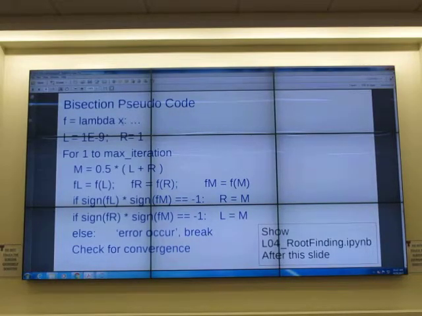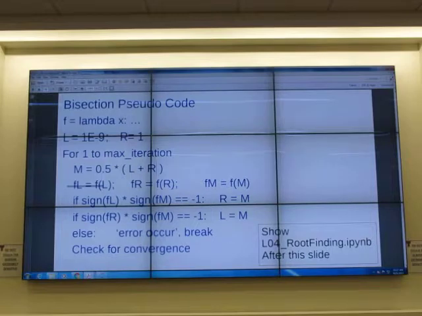So what I do is I give you the pseudocode. The first step of the calculation, I define the function. The function is lambda of something. After I define the function, I define the left boundary and the right boundary. L is a small value, 1e-9, and R equals 1. I think the answer should be between 0 and 1, so I put that. Then for 1 to max iteration, I calculate the middle point between R and L, and calculate the function value at L, at R, and at M.